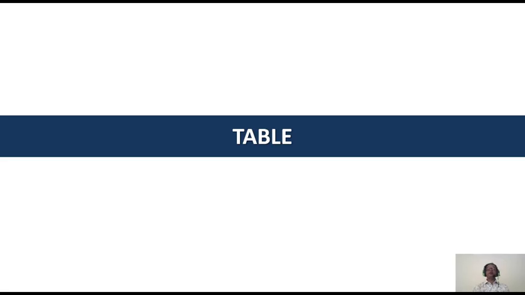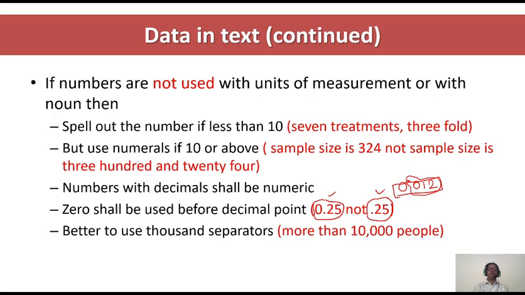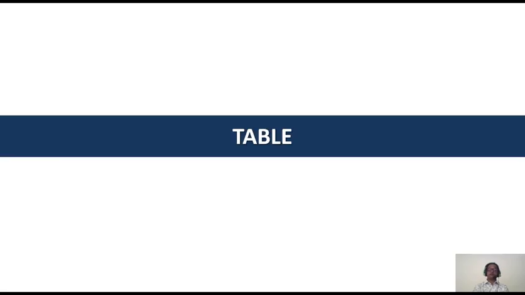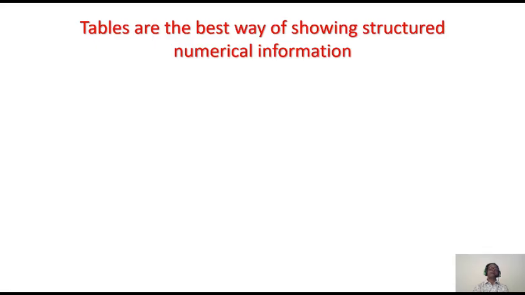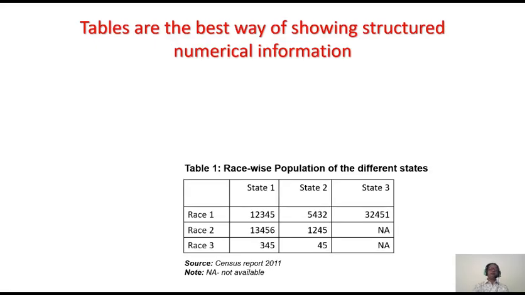Let us proceed forward towards tables now. How to represent your data with the help of a table. We have already discussed text. Now we come to the table. Tables are the best way of showing structured numerical information. Now let us see the different parts of a table. So this is a table, with some values. Let us see what the different parts of the table are called.